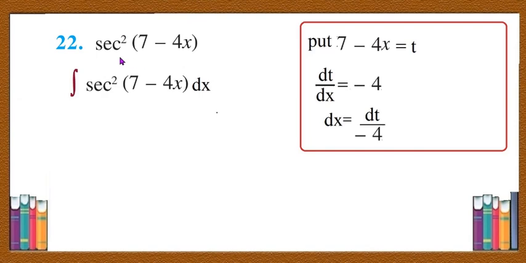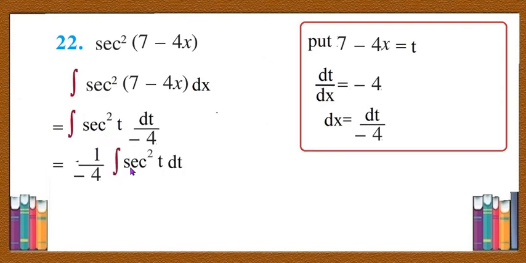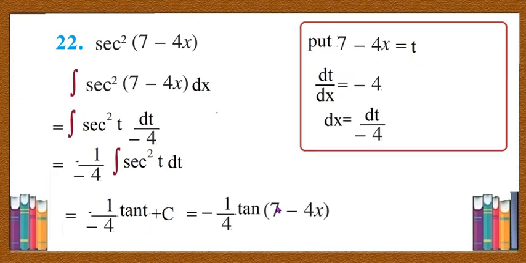If you substitute here, it reduces to the integration of sec square t, with dx being dt by minus 4, and minus 1 by 4 is a constant. You can take it outside the integral. Integration of sec square t dt gives minus 1 by 4 into tan t plus c, because the integral of sec square t dt is tan t plus c, and you can replace t by 7 minus 4x. The answer is minus 1 by 4 into tan of (7 minus 4x) plus c.